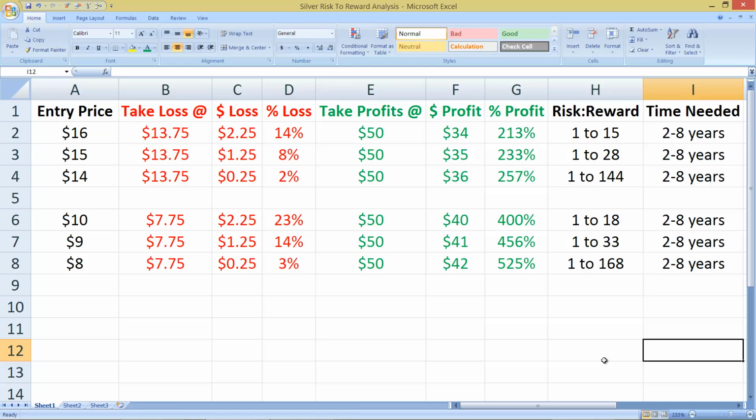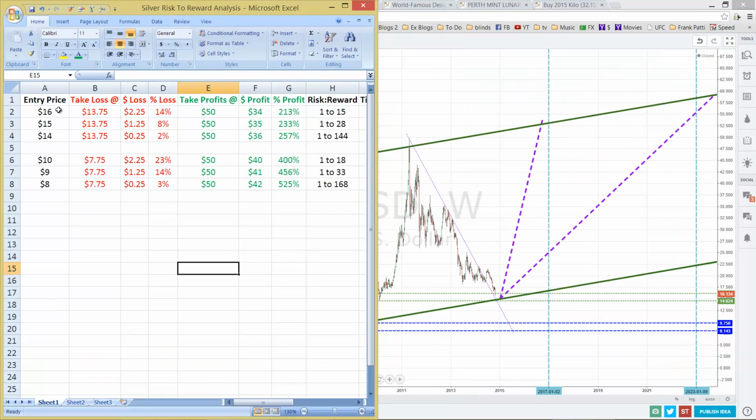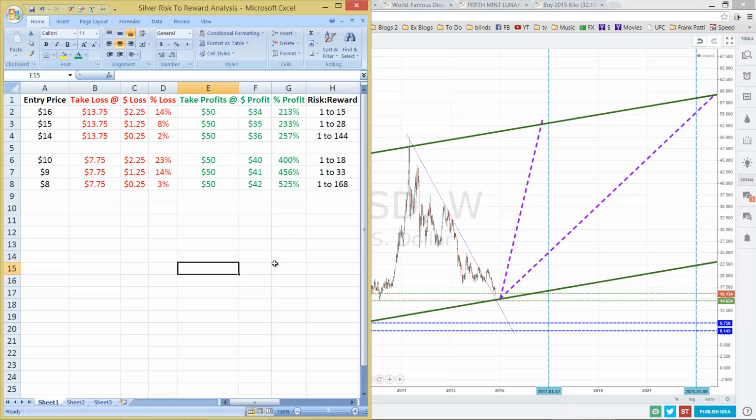Now let's take a look at the price of the risk and how we can calculate this mathematically here. So I'm going to go through this one cell at a time, one row at a time, so that you guys can clearly understand this. What we have here is a situation where if you were to enter, the entry price was at $16, that would be at the top dotted green line, and then $15 would be somewhere in the middle, and then $14 would be at the bottom dotted green line. The stop loss for all of these, regardless of which the entry price is, will be around $13.75, as I mentioned earlier.